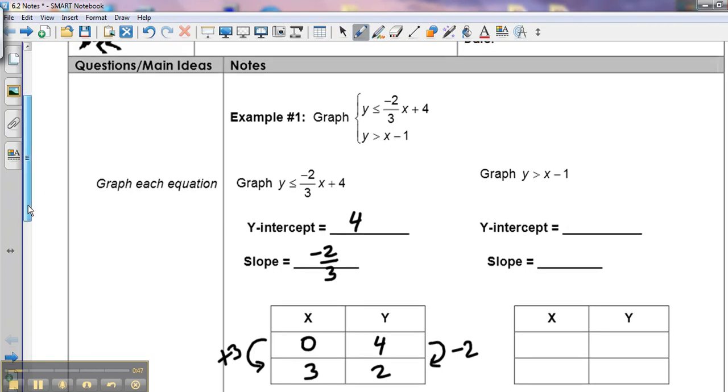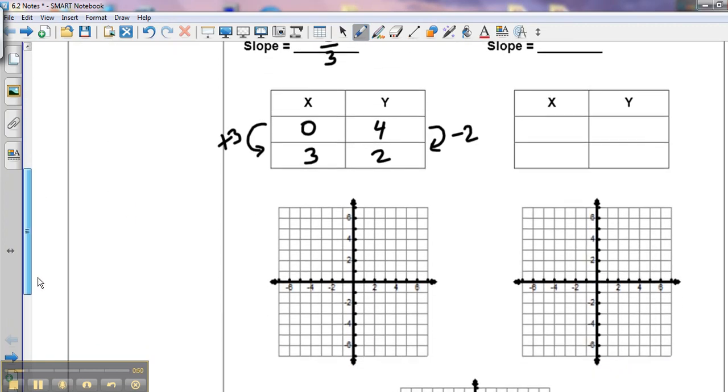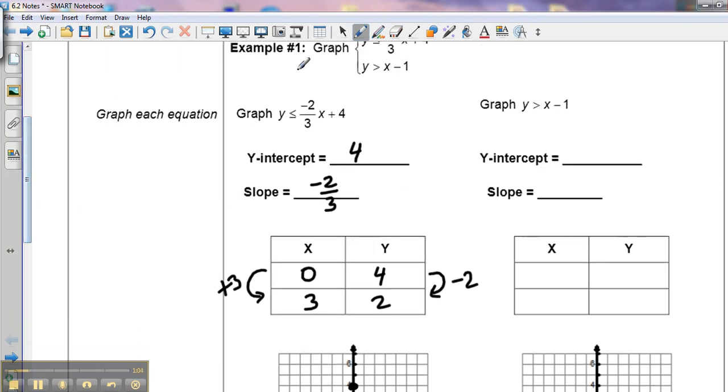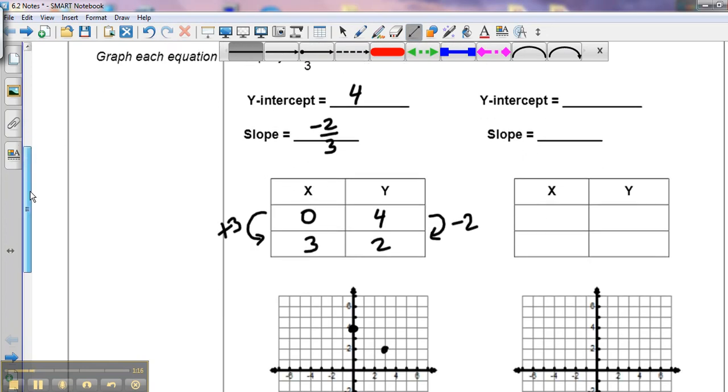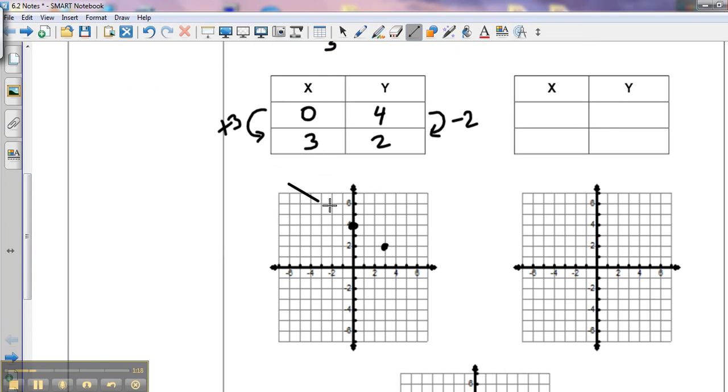Now what I can do is plot those points on my graph. So I have (0, 4) right there, and I have (3, 2), which is right here. Right, and I'm going to go ahead and plot this line. Since it was a less than or equal to right here, I'm going to want a solid line. So I'm going to go ahead and pick one from there since it'll be easier for me to draw it straight. And I'm going to draw it in.